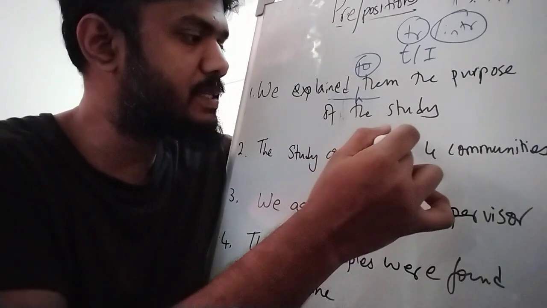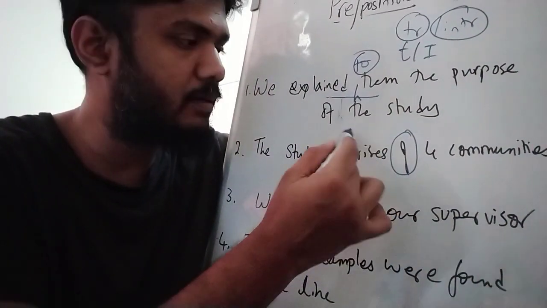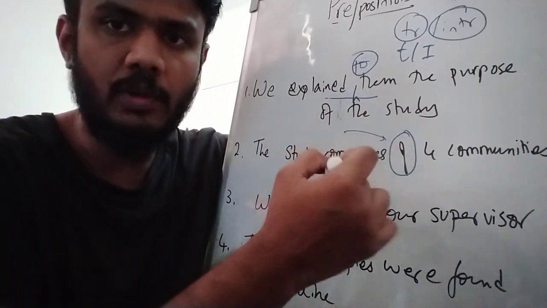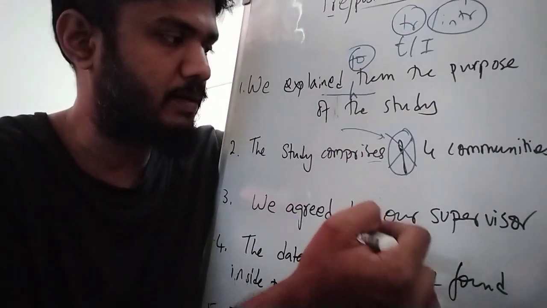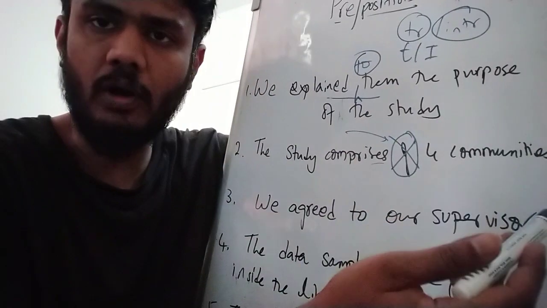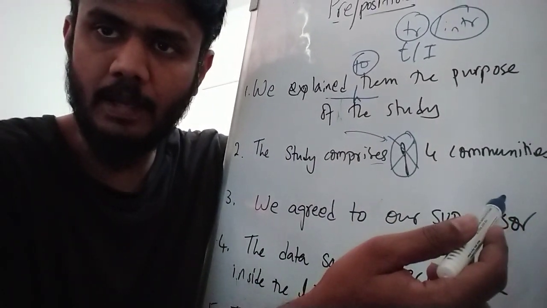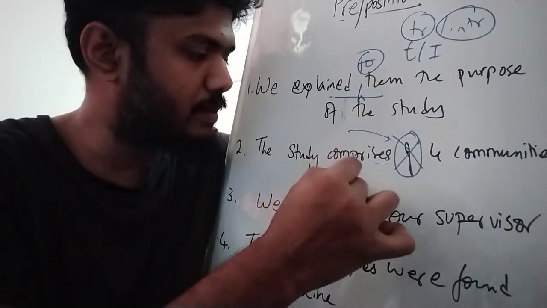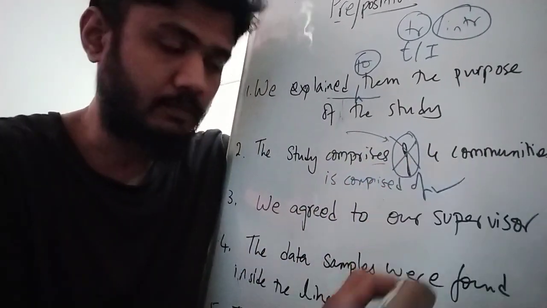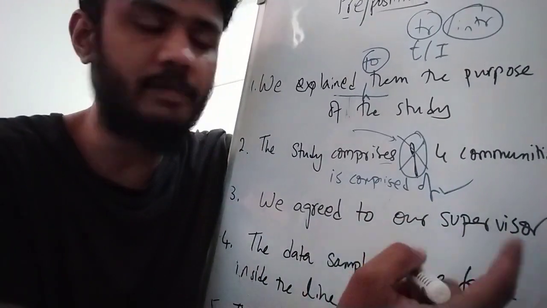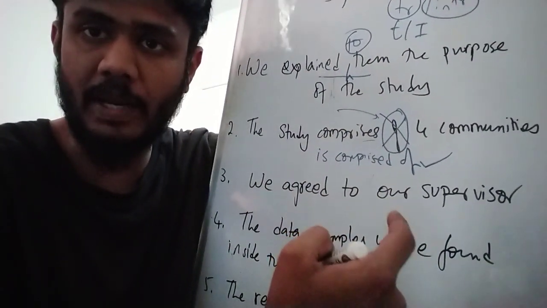"The study comprises of." So like I said just a few minutes ago, comprise is something that you don't use with of, right? The study comprises 4 components. Yeah, you can say is comprised of. That's fine. If you say it is comprised of, fine, but you can't say comprises of.